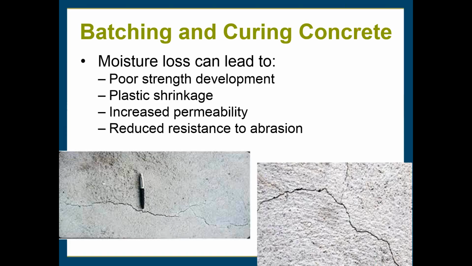Okay, so if moisture is lost at too great a speed, it can lead to these plastic shrinkage cracks that we talked about earlier, the spidery, jagged-looking cracks. It also stunts the strength development. It can result in increased permeability and reduced abrasion resistance, all kinds of nasty things.